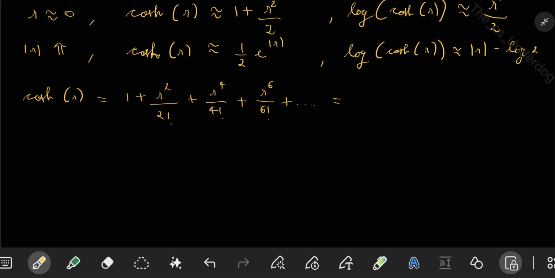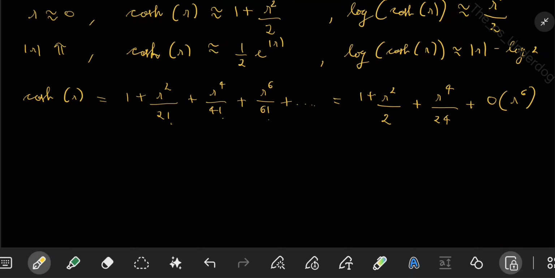So this can be written as, I don't want to write all the terms specifically. Instead, I will write 1 plus r square by, what is 2 factorial? It is 2 only, plus r power 4 by, what is 4 factorial? It is 24, plus the remaining terms I'll simply write as order of r power 6.